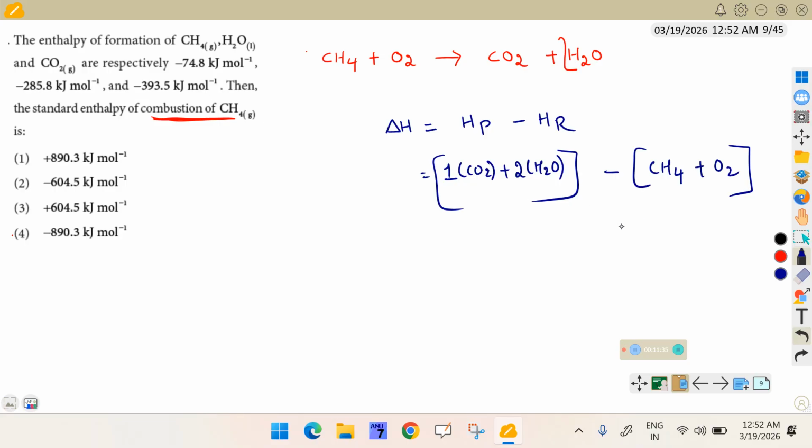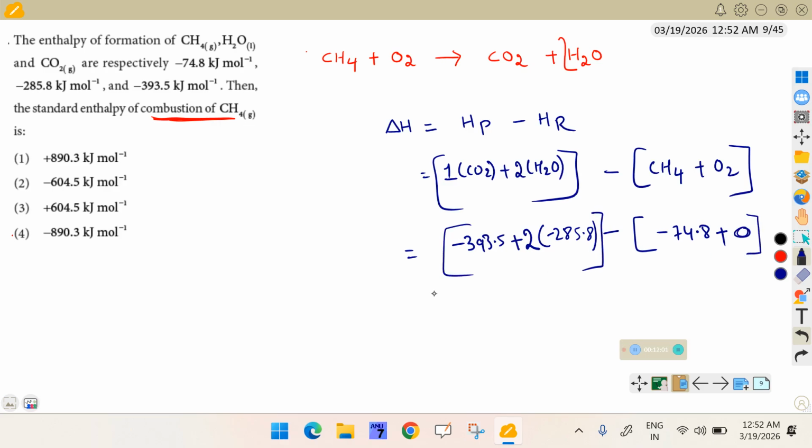Now CH4 value is given as minus 74.8. CO2 value is given as minus 393.5 and H2O value is given as minus 285.8. Oxygen value is not given, take it as 0. You can simplify, then you will get minus 890.3 kilojoule per mole. So the fourth option is the correct option.